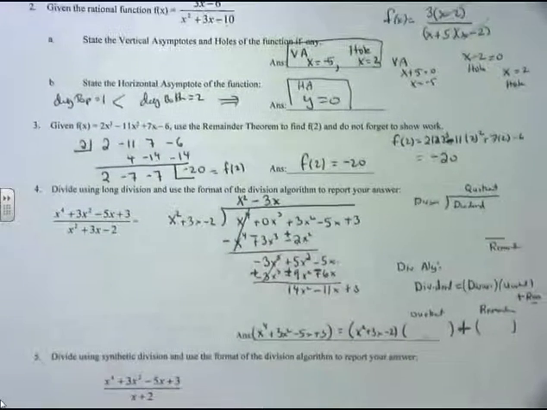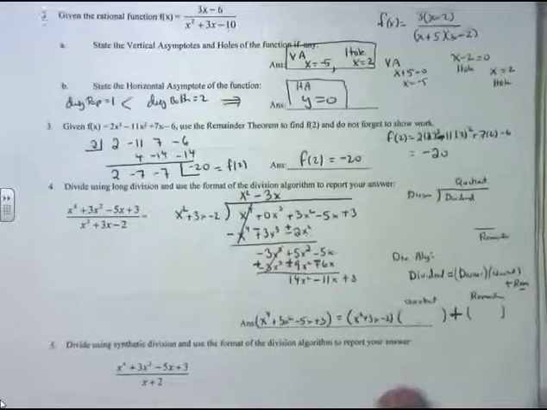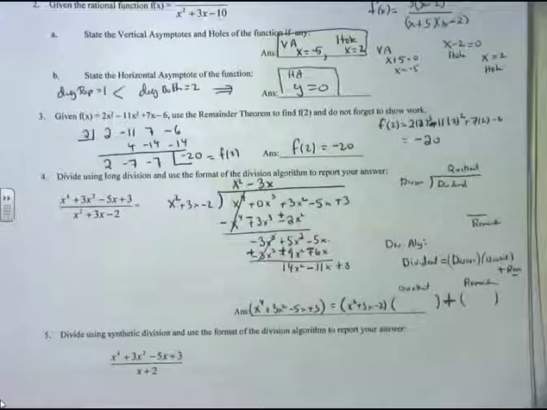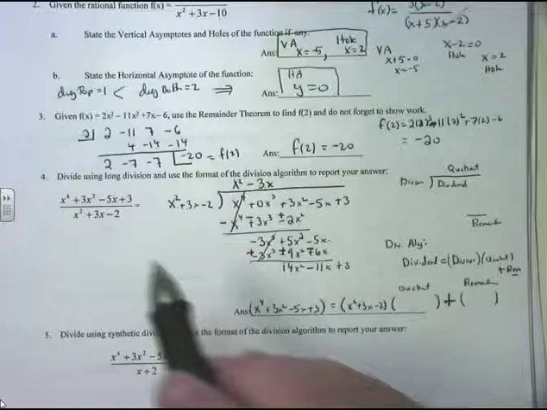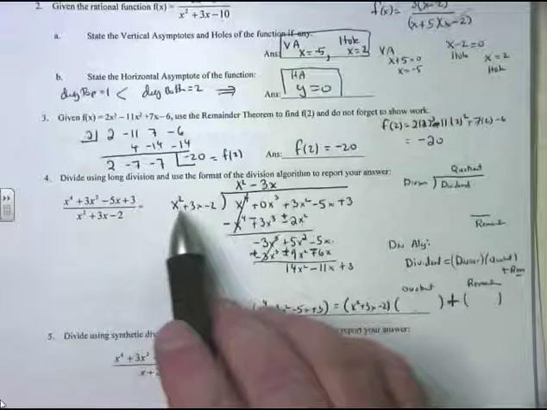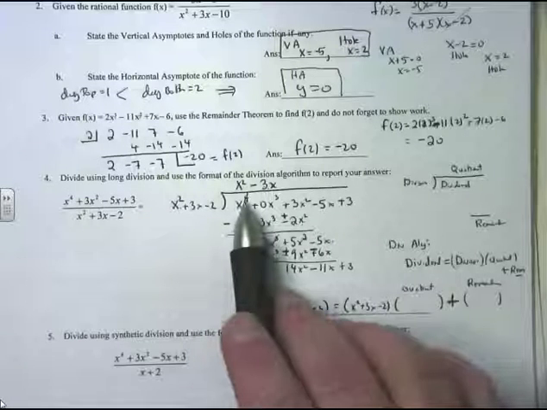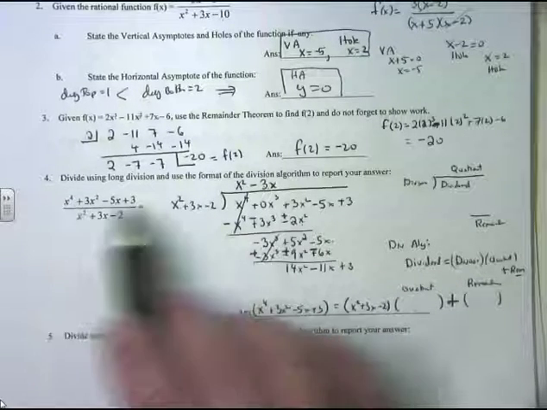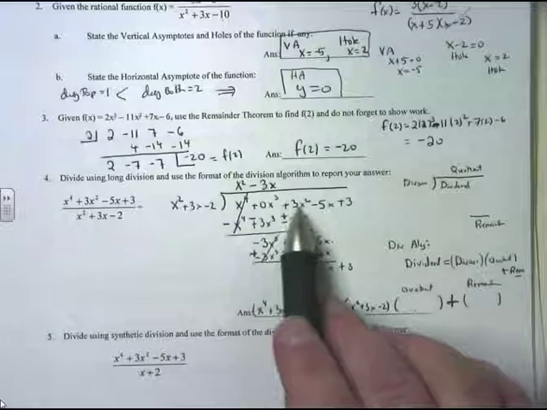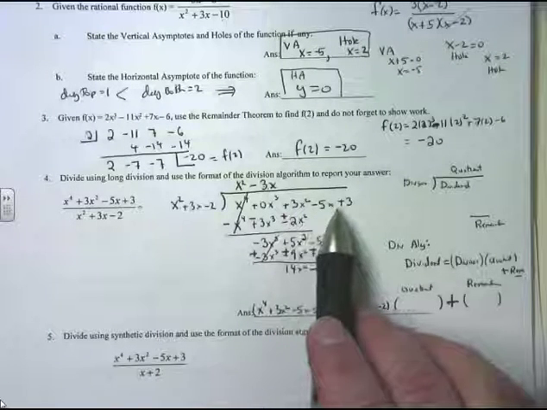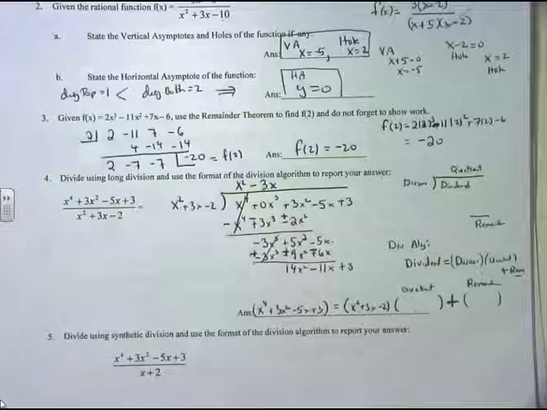On this problem, I did part of it for students in class, and I didn't finish it up, but I'll finish it up for you guys now. They wanted me to do long division on this thing. So I wanted to take x squared plus 3x minus 2, my divisor, and divide it into x to the 4th plus, there's no cube term, so it's 0x cubed plus 3x squared minus 5x plus 3. Okay?